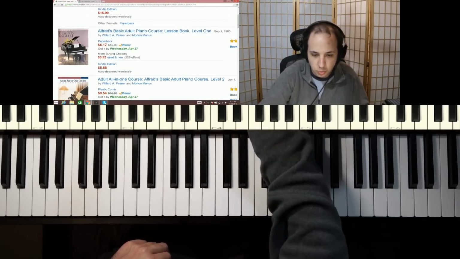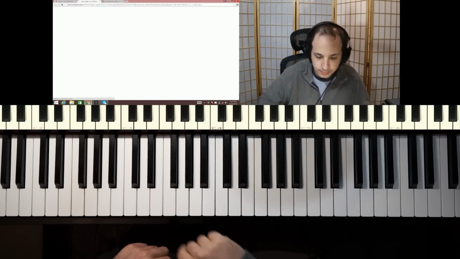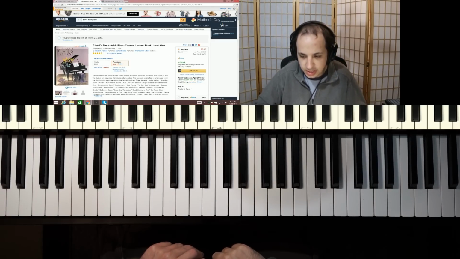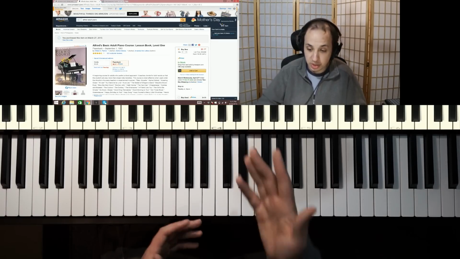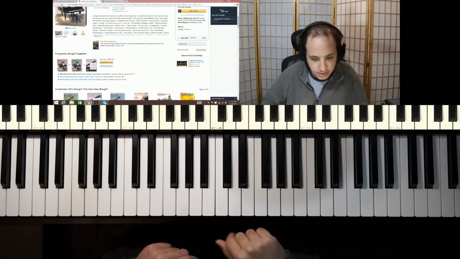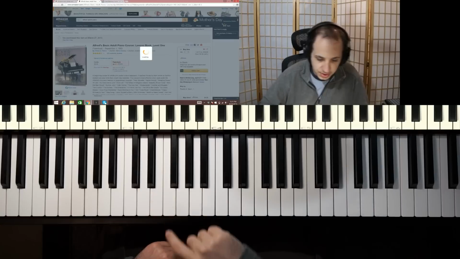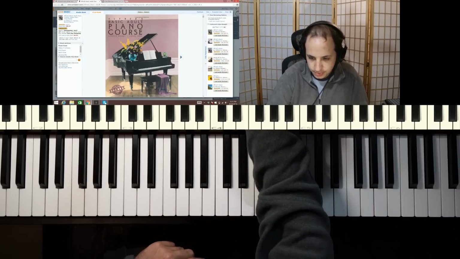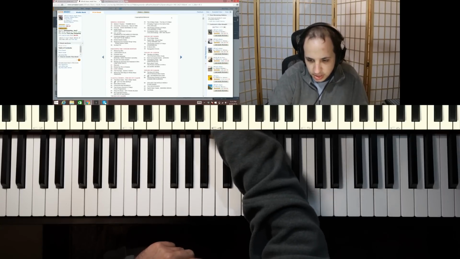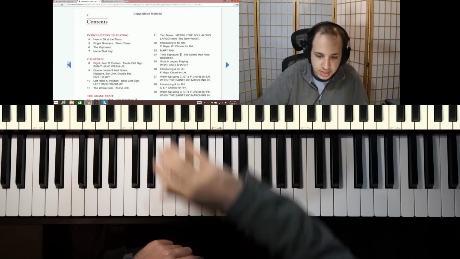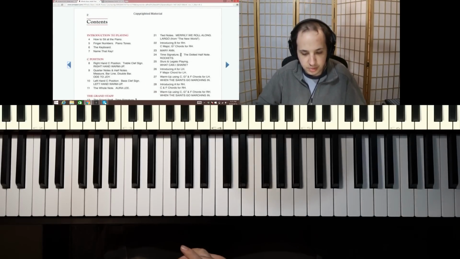So at book 1, and they're not that expensive. What is it, $6.17? They actually went down in price. They used to be $10, as it says there. Let's see. So as you can see, it will teach you very introductory things, like how to set the piano, finger numbers and stuff.